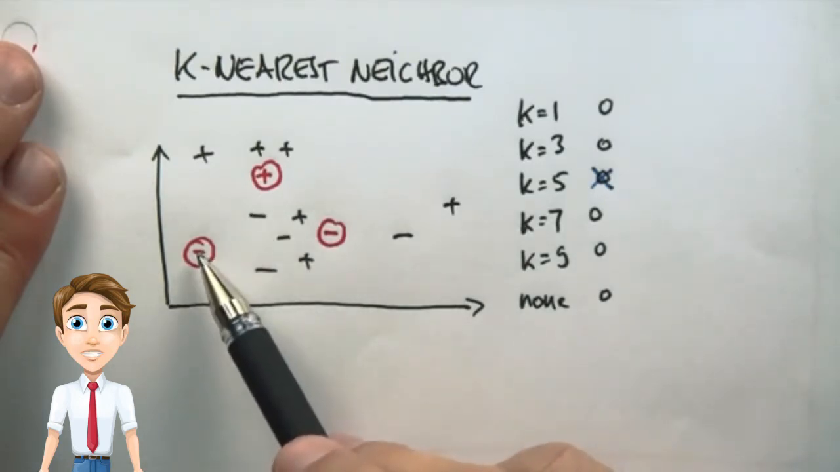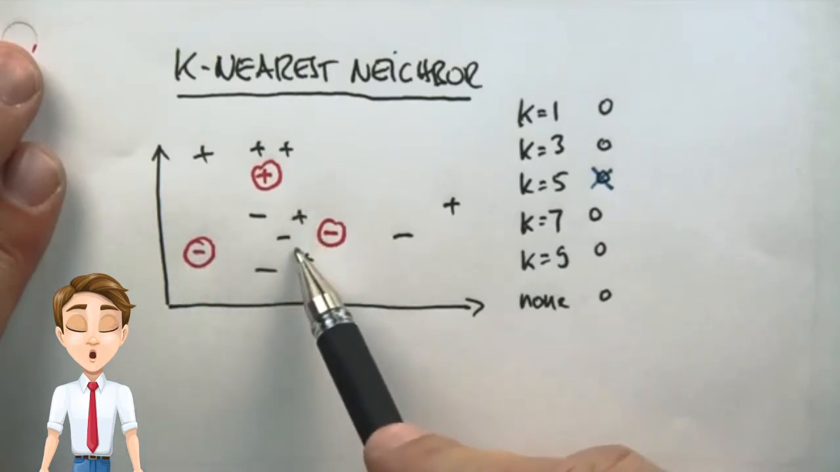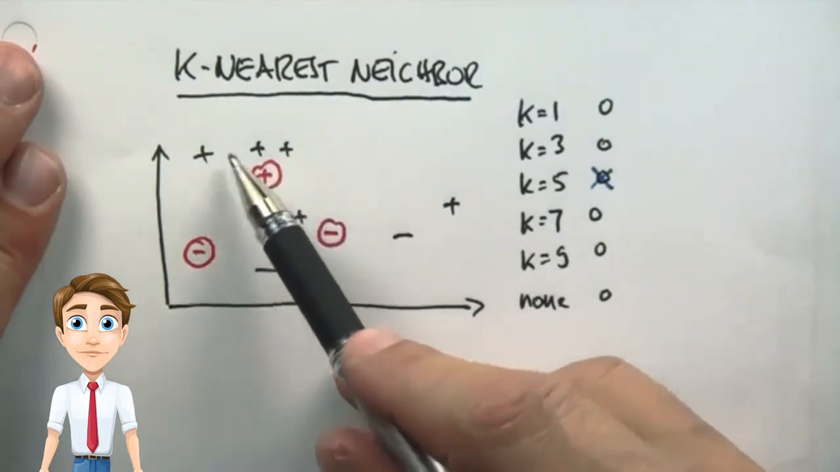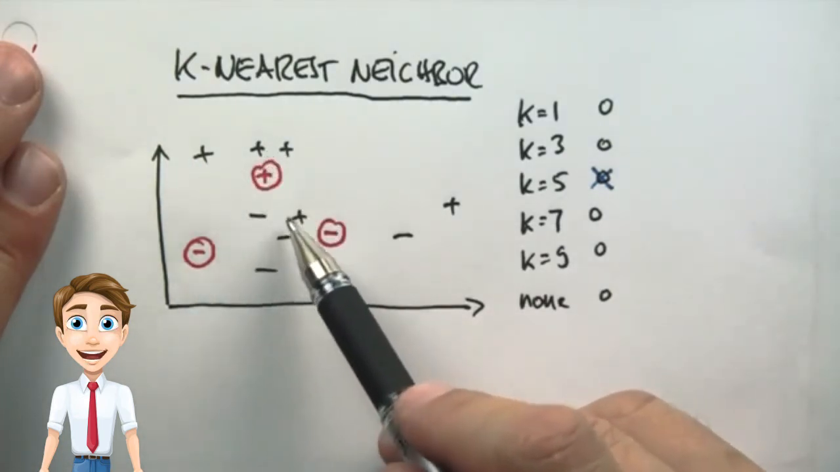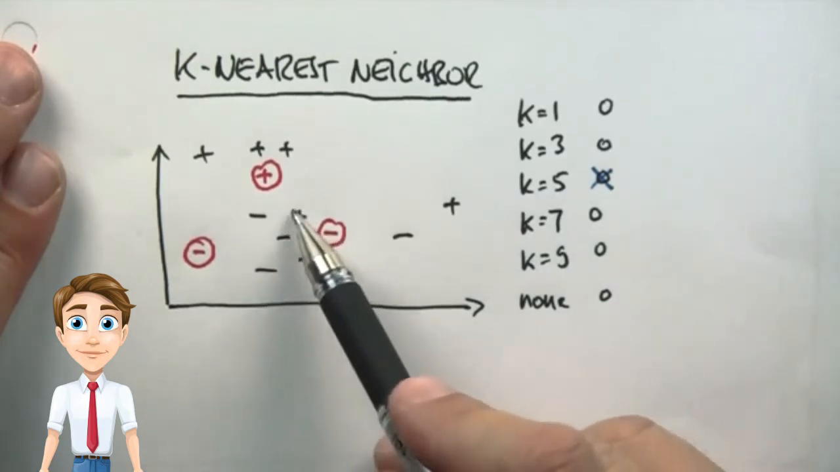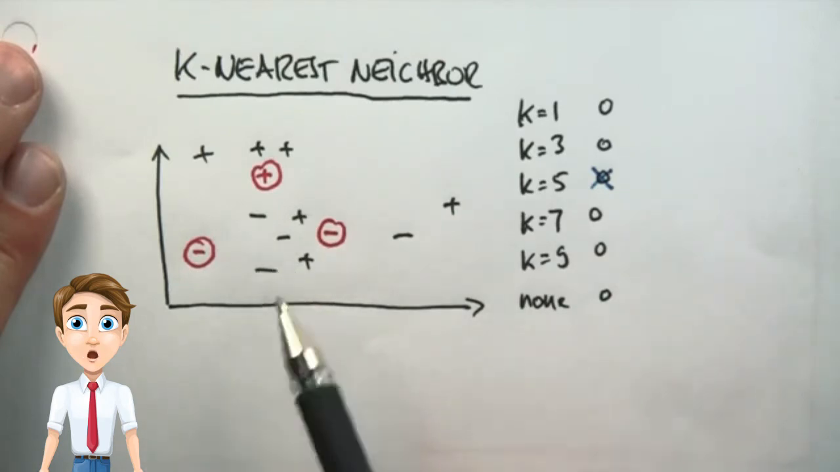The 5 nearest neighbors of this guy are those 3 minuses plus perhaps those 2 pluses over here. This guy has in his 5 neighborhood these 3 pluses over here, plus a minus plus a plus. This data point over here has 2 pluses, plus 3 of the surrounding minuses, and they're all classified correctly.